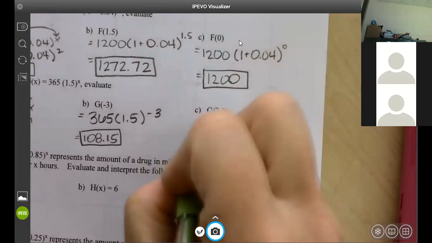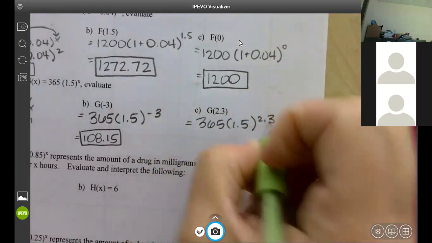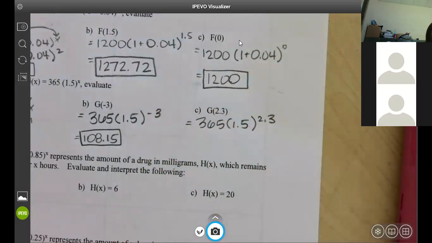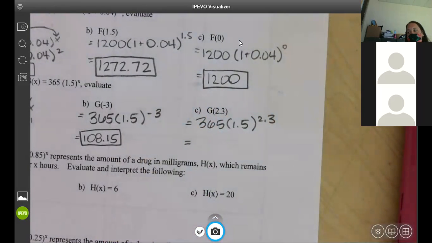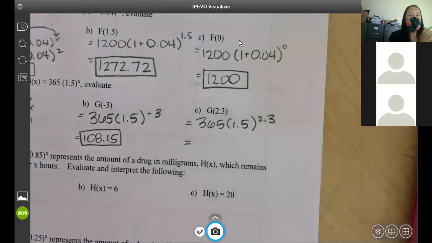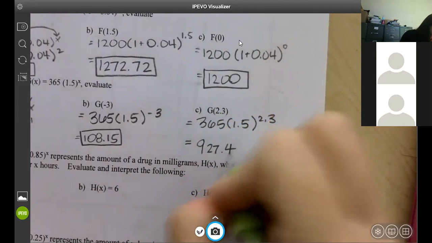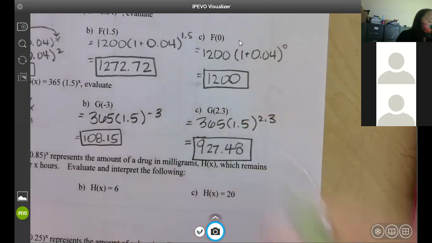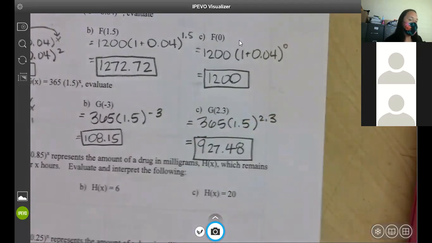The last one, you're going to plug in 2.3. Somebody tell me what you get. Somebody on Zoom, tell me what you get when you plug that in. 927.47. And it actually rounds to 4.8, but if you gave me 4.7, I would be fine with that, okay? So don't stress too much about your rounding. All right. We'll go to the next one.